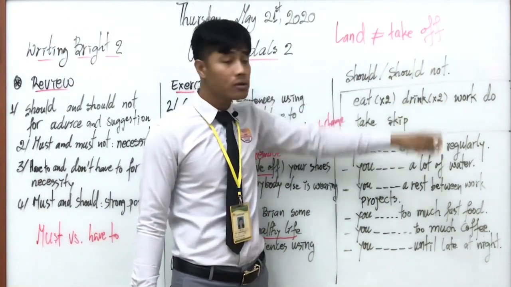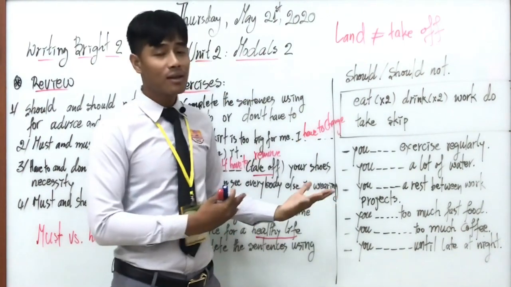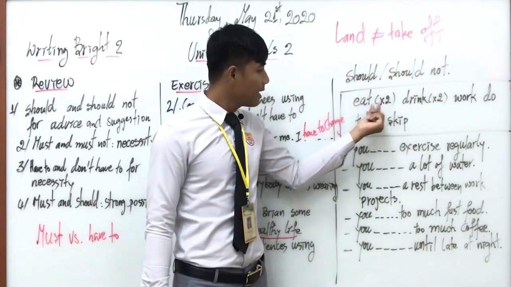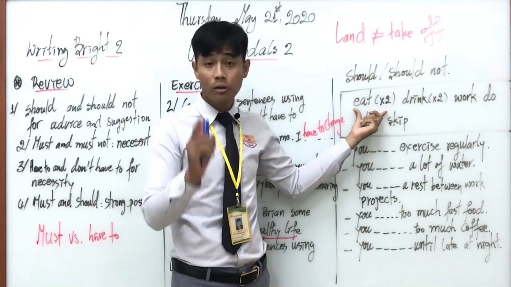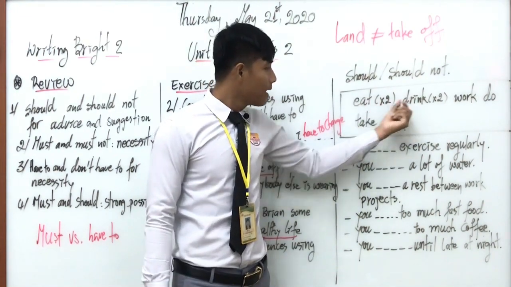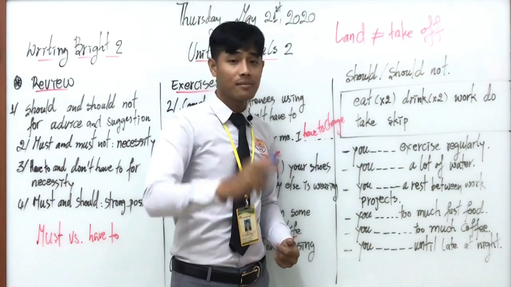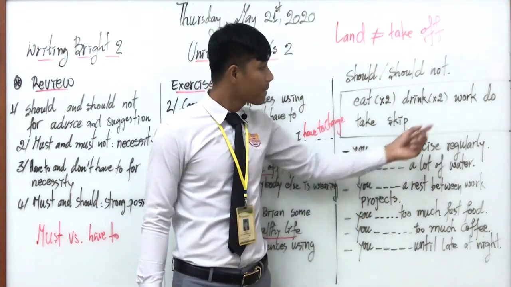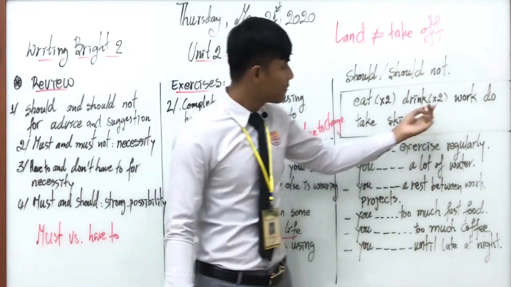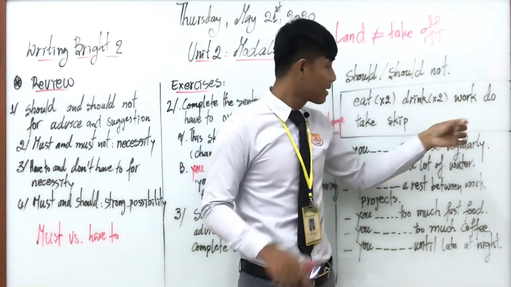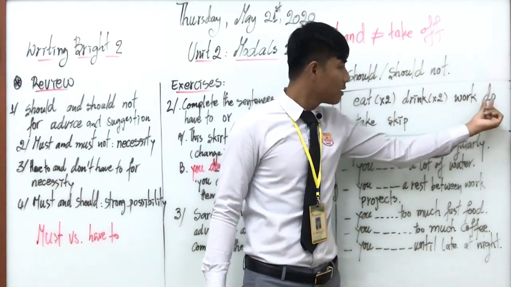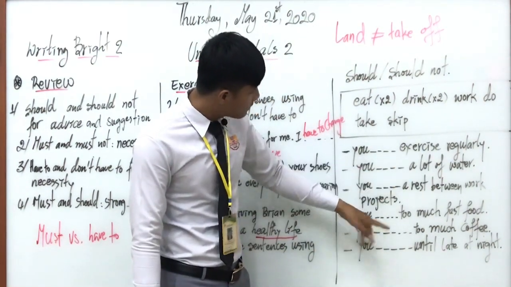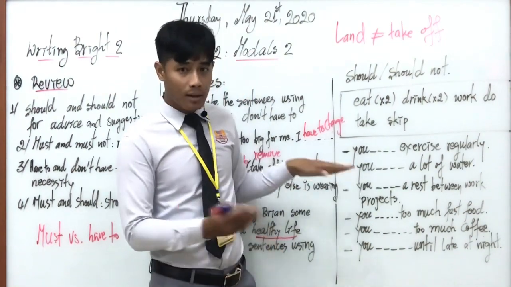Sarah is giving Brent some advice for a healthy life, and complete the sentences, you think should or should not. In the box we have eat two times, meaning eat can be used two times. And drink you can also use two times in this exercise. Work, do, take, and skip are different, they can be separate, not together. Now we have 6 blanks. Let me do it all together, everyone.